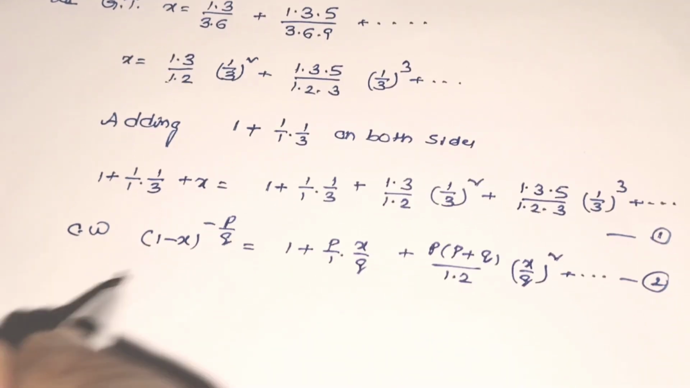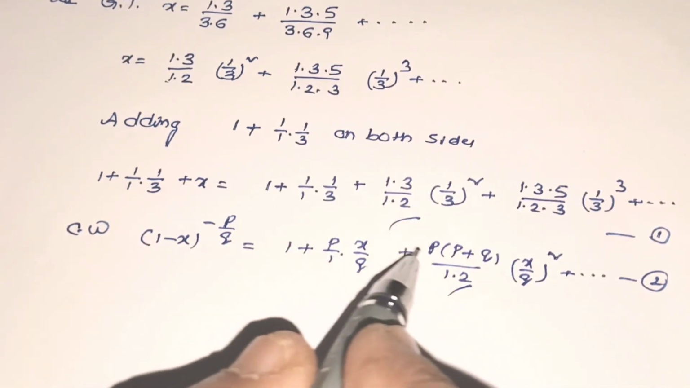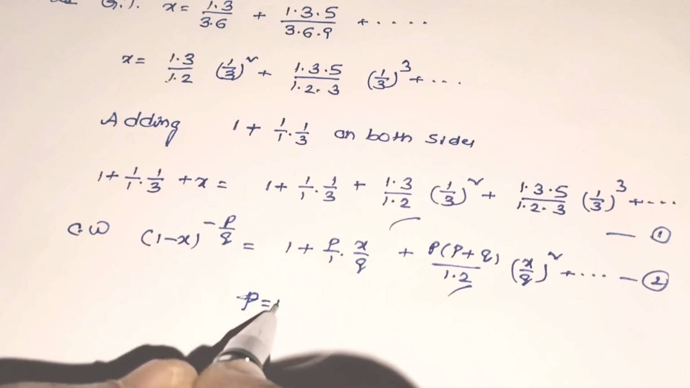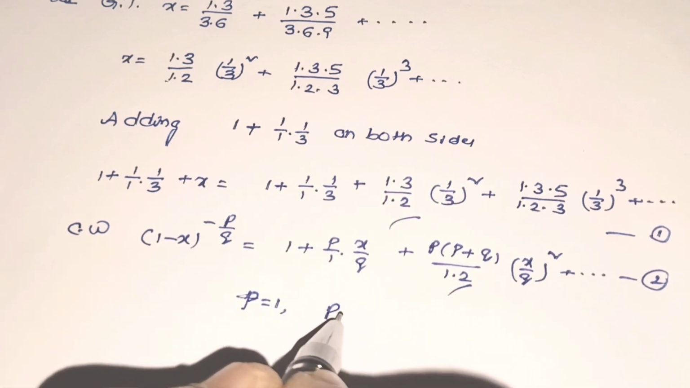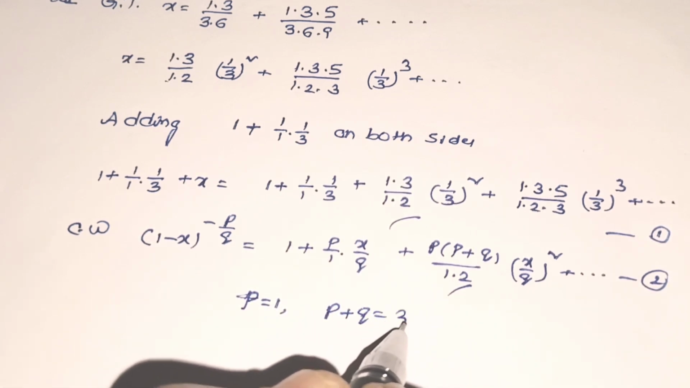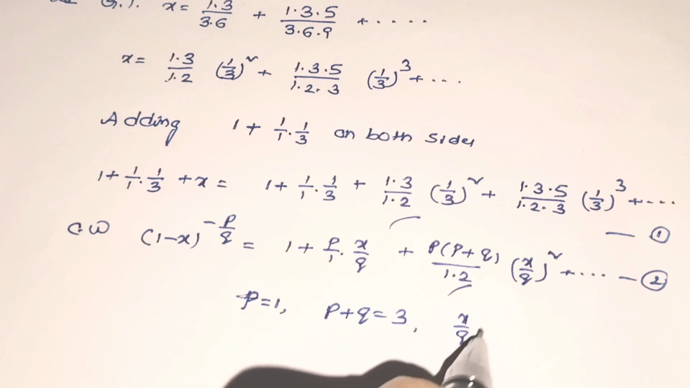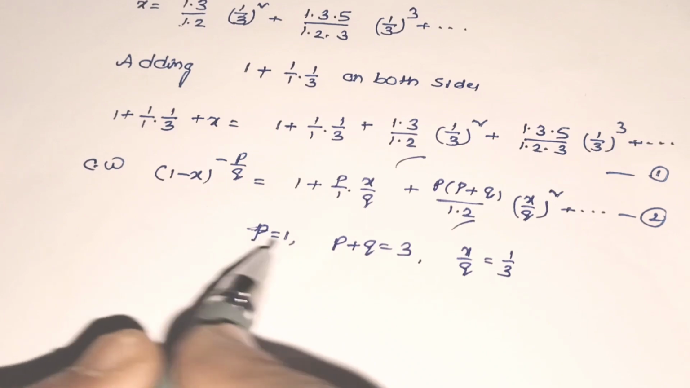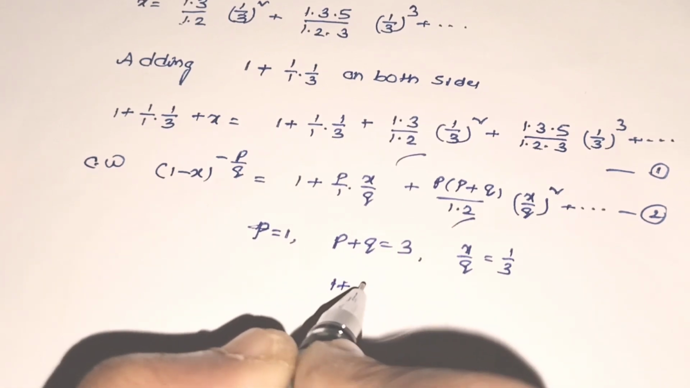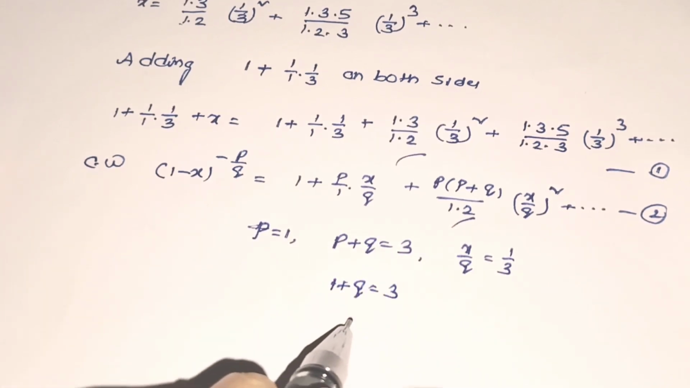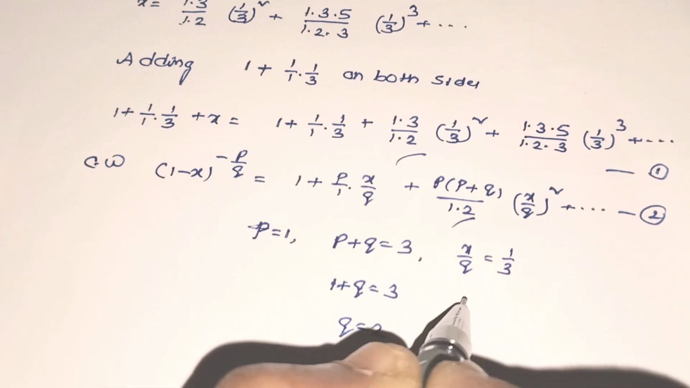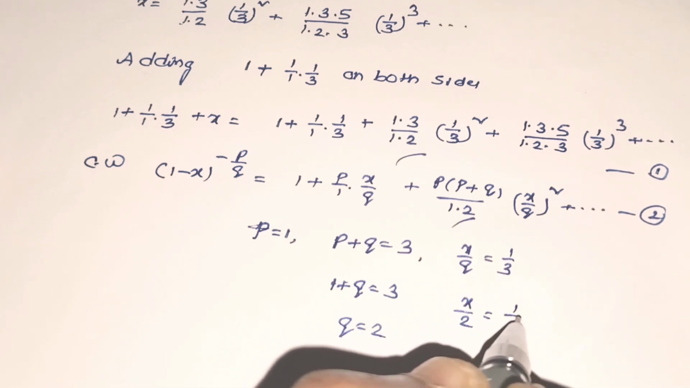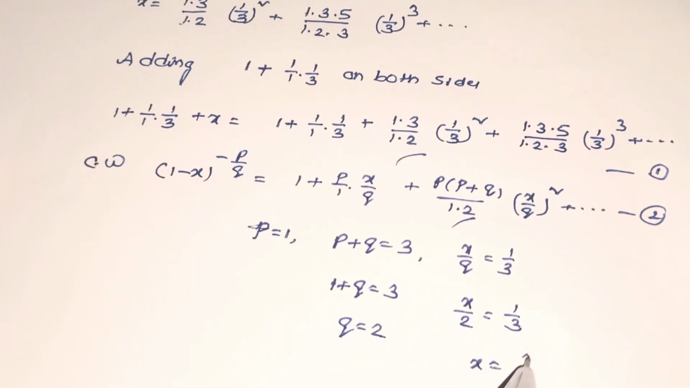Now doing the comparison, take the third value, p is equals to 1. The first value p is equals to 1. Next, p plus q is equals to 3. Next, x by q is equal to 1 by 3. Okay, doing the comparison, p plus q, x by q. So p is equal to 1, substituting that value, 1 plus q is equal to 3, so the value of the q is equal to 2. Substituting q value here, x by 2 is equals to 1 by 3, x is equal to 2 by 3.